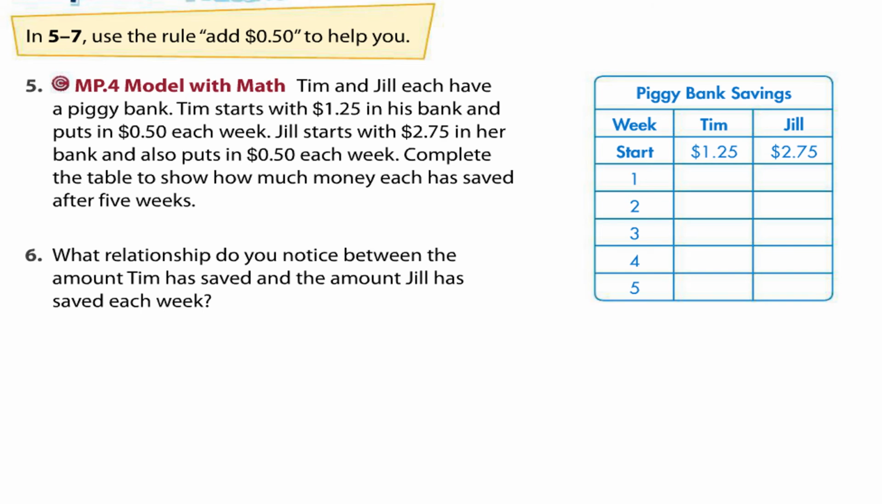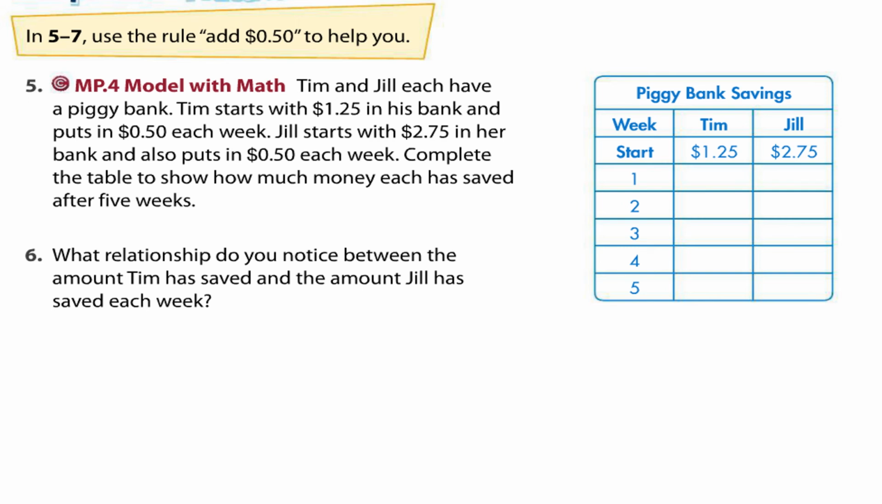Tim starts with $1.25 in his saving account in his bank, and puts in the bank 0.50 each week. At the end of each week, he's putting $0.50. Jill starts with 2.75 in her bank and also puts $0.50 each week. Complete the tables to show how much each has saved after 5 weeks. Exactly, I can do it easily because I knew the rule, which is add 0.50.